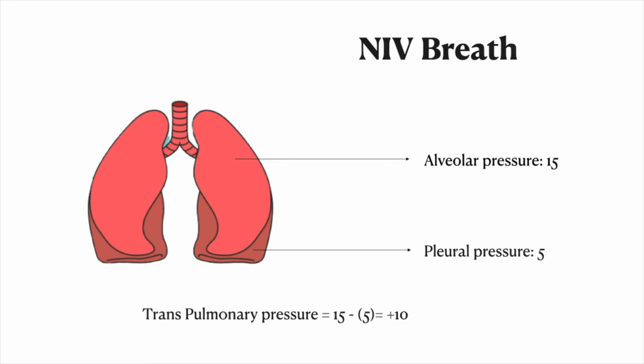But what happens if the patient gets breathless on NIV support? The alveolar pressure remains 15, which you are giving from the NIV, but the intrapleural pressure, because of the dyspnea and the spontaneous breath that the patient is trying to take, is -25. This results in very high transpulmonary pressures, which may even cross 30. So this can result in patient self-inflicted lung injury.